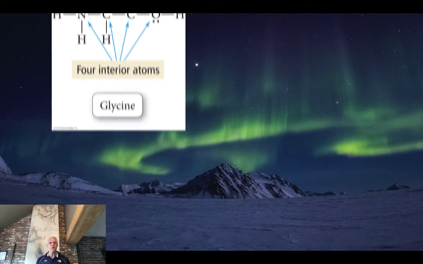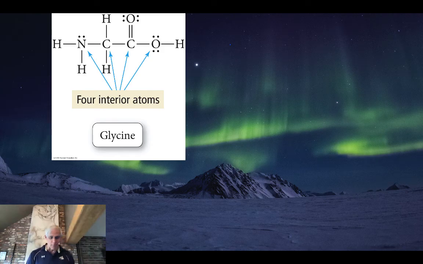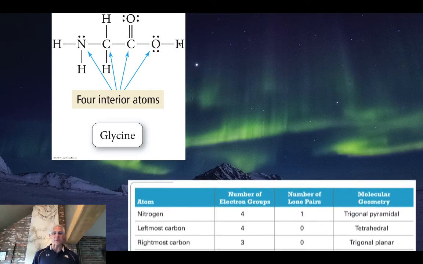Pretty picture there. There we go. And so here's the molecule glycine. We see we've got 4 interior atoms. We've got the nitrogen here, the carbon here, another carbon here, and oxygen here. So those are our 4 interior atoms.